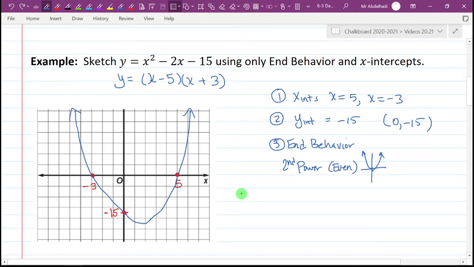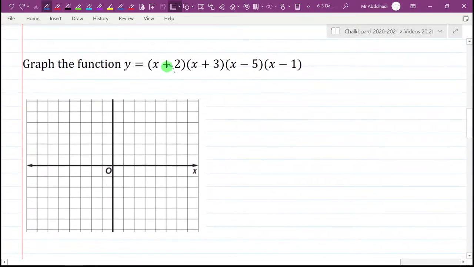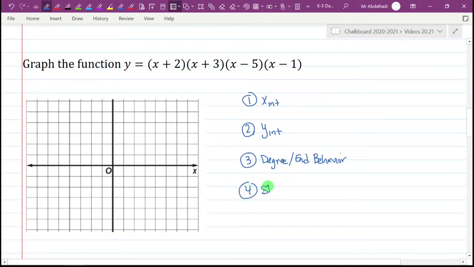Let's try another one. Now this one is already factored for you. And that's what we're going to be doing today. I'm going to be giving you functions that are already factored, and you don't have to do the factoring yourself. You just have to deal with them as they appear. So this one here has 4 factors, okay? And we're going to do the same thing. We're going to find the x-intercepts, the y-intercept, the degree and the end behavior, and then we're going to sketch the graph. So let's do this.